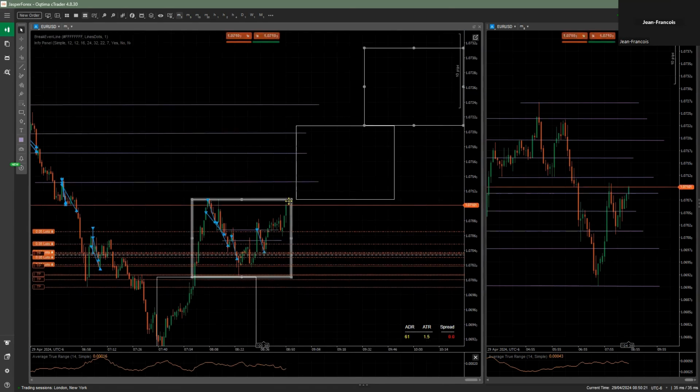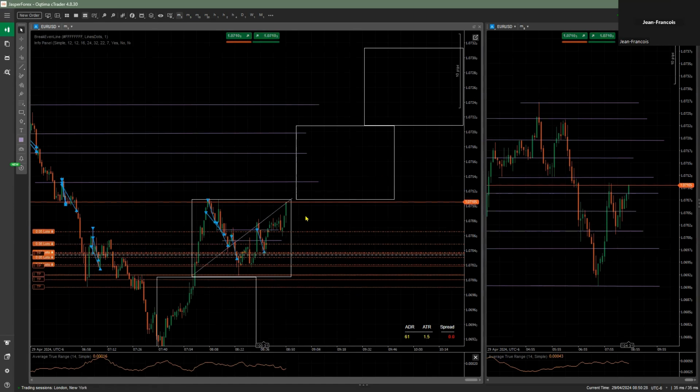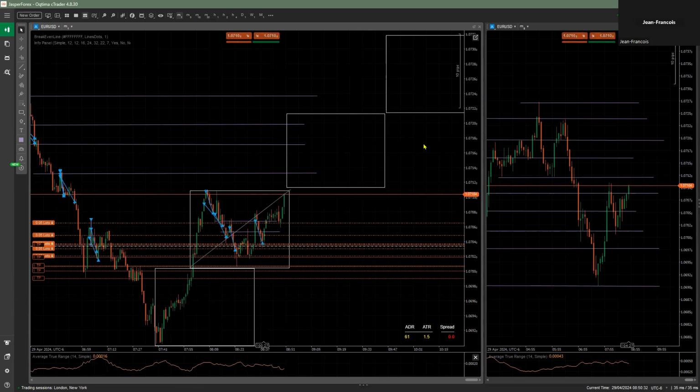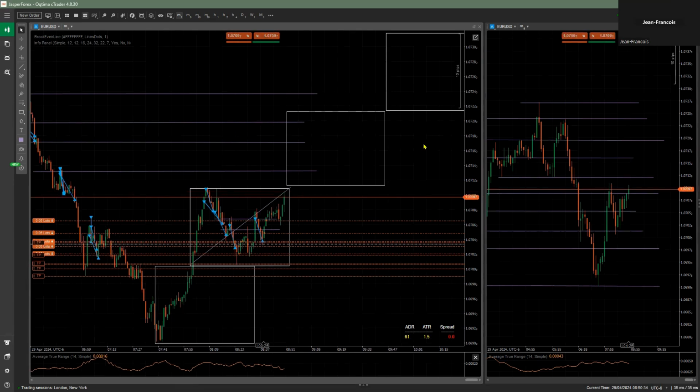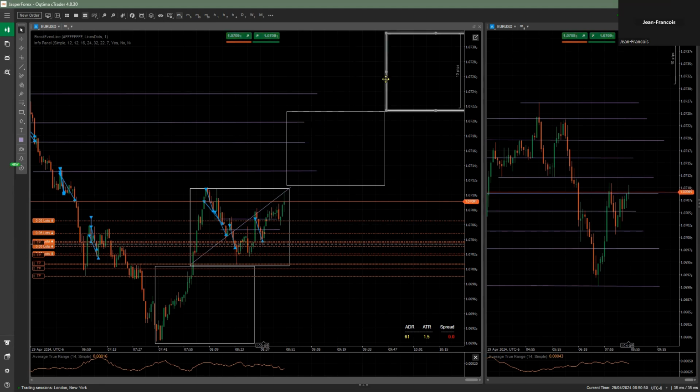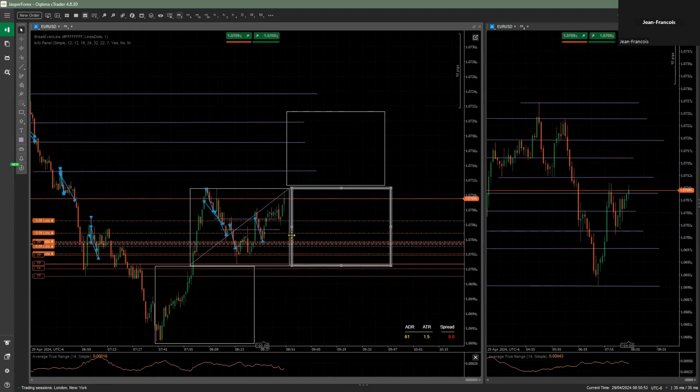Oh, here we go, right in the corner. Boom, boom. Mathematics. I still want to sell, but I want to sell when I get up into the upper box, right? Until we get up there, we could conceivably just be going sideways.